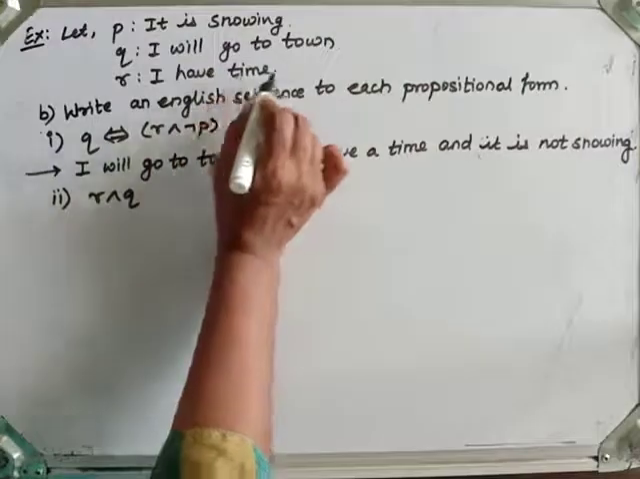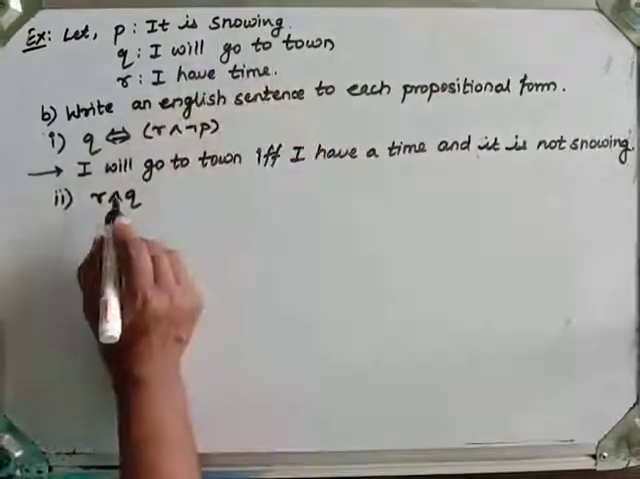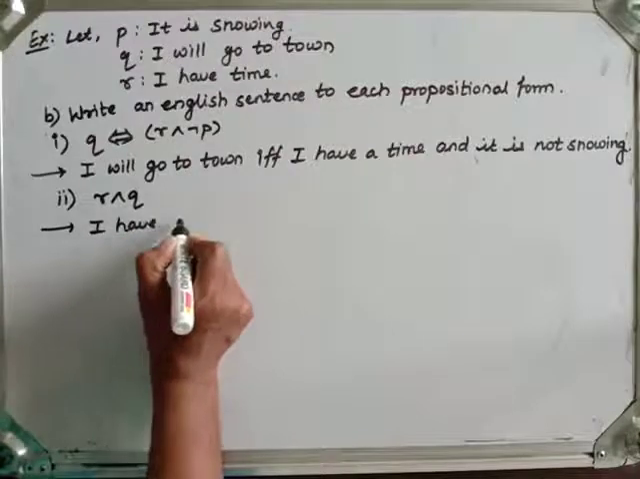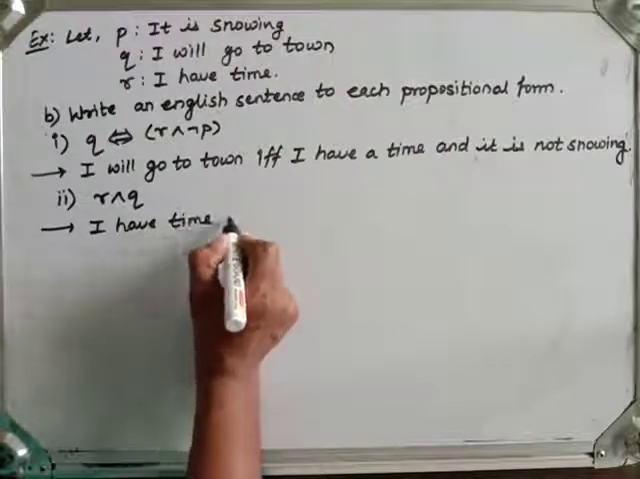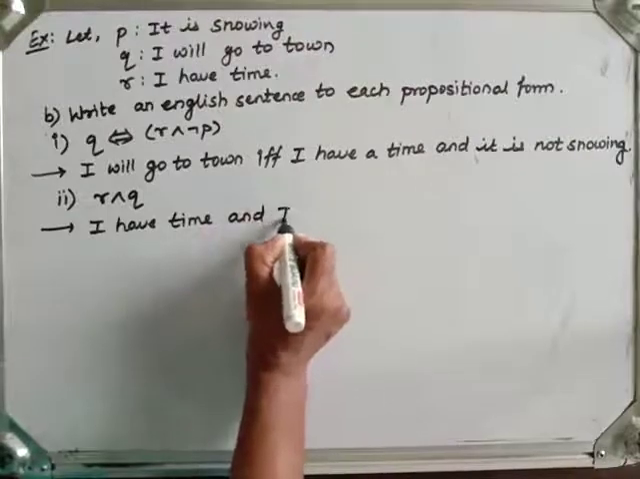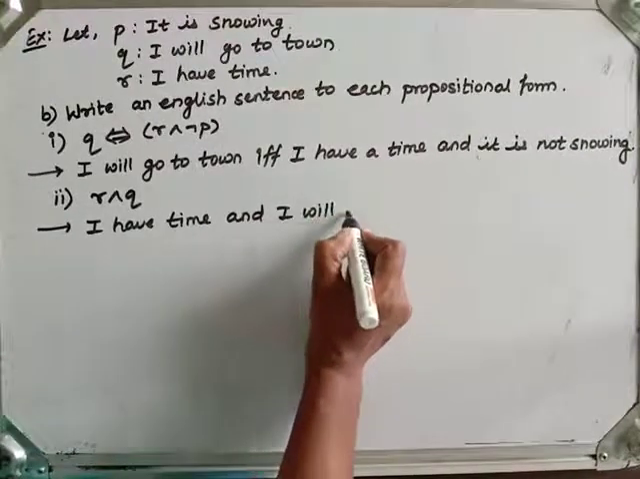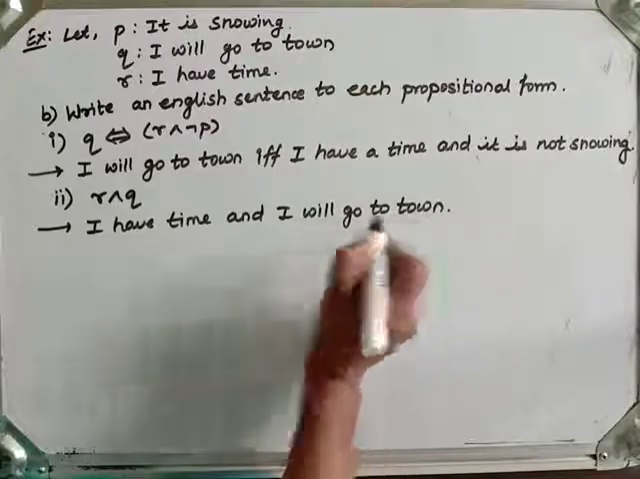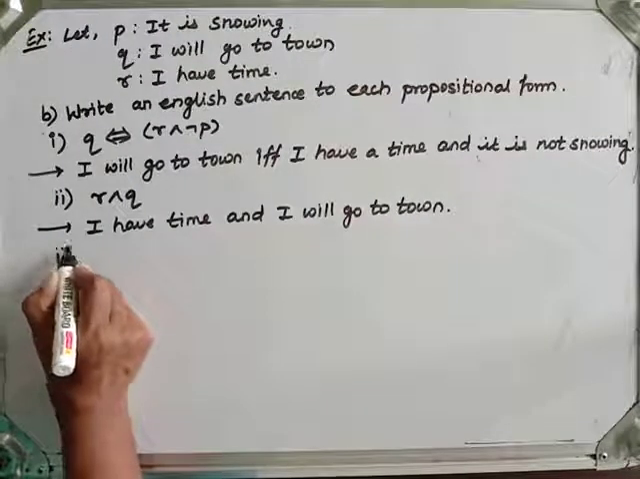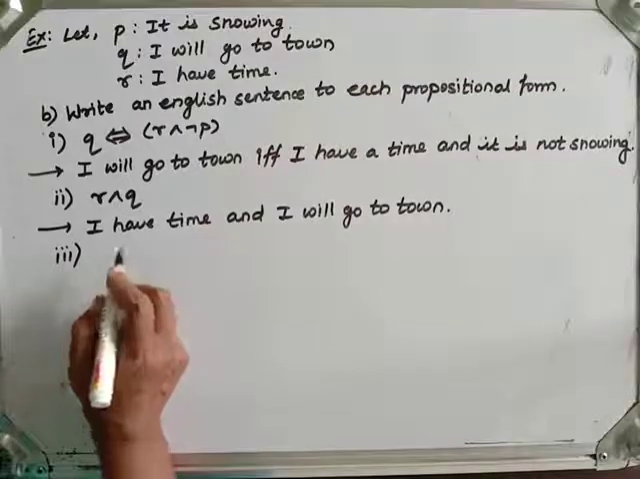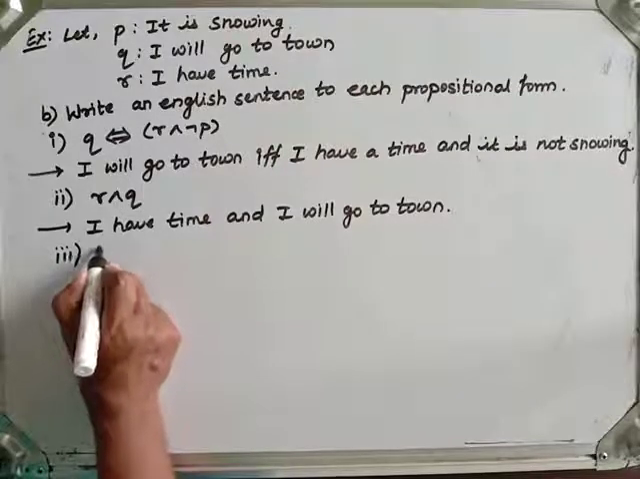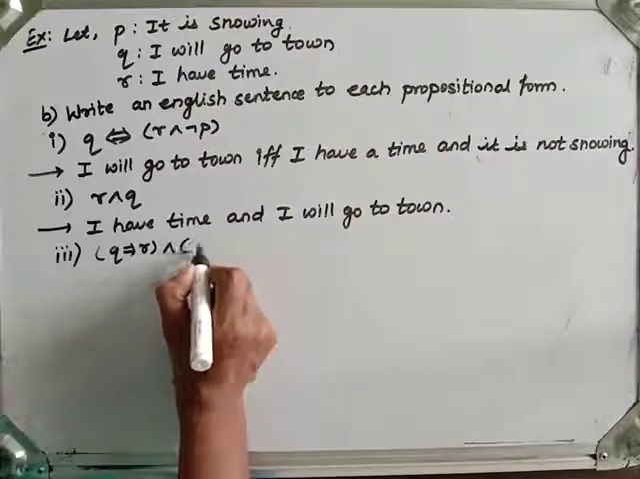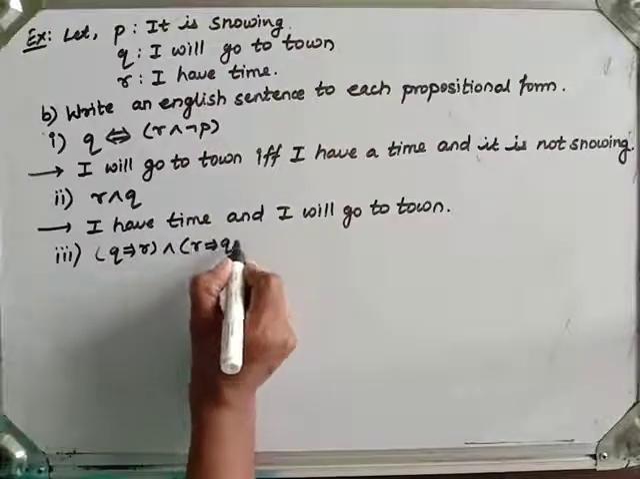Now the second one is R and Q. R is "I have time" and Q is "I will go to town", and is here clearly: I have time and I will go to town. Okay. Now the third one: Q implies R and R implies Q.